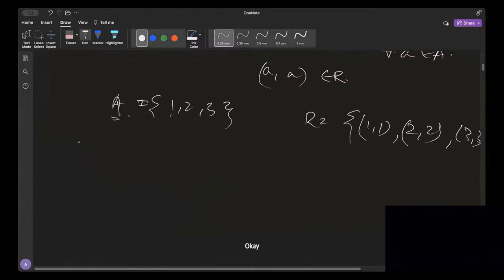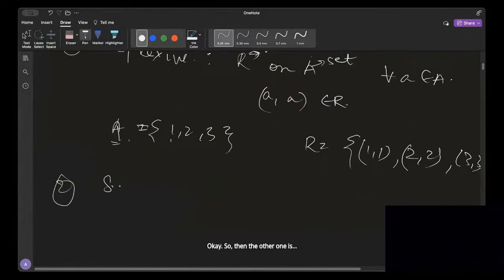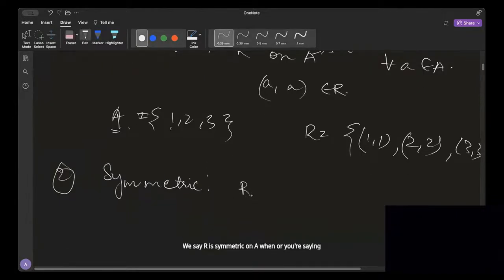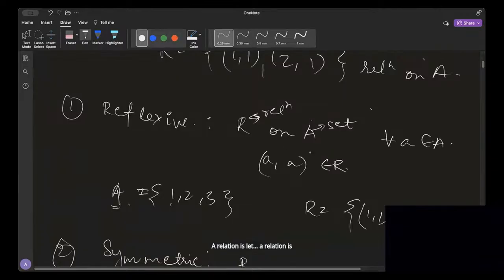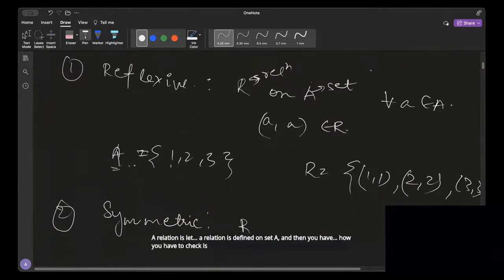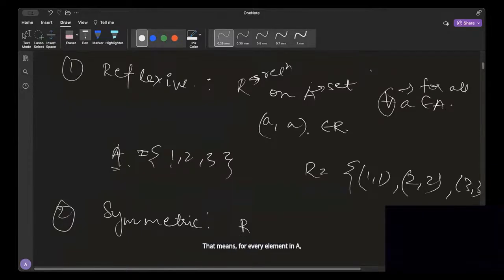Okay. So then the other one is symmetric. We say R is symmetric on A when a relation is defined on set A, and then you have to check every element from the set. If a is in the set, this is the symbol for all, that means for every element in A, your (a, a) pair should be in your relation. That's when it's called reflexive.